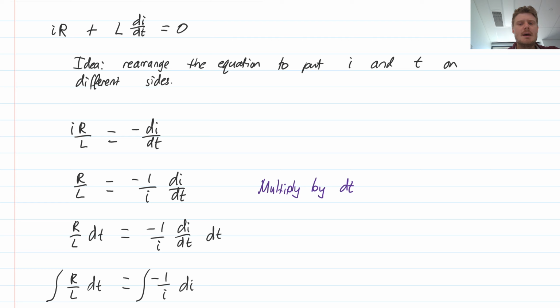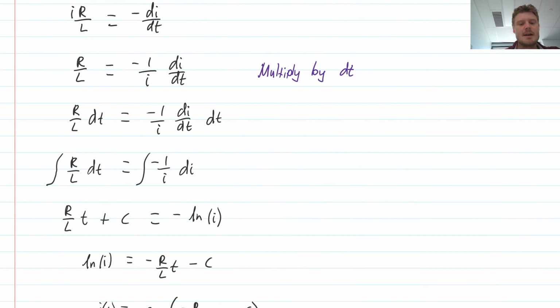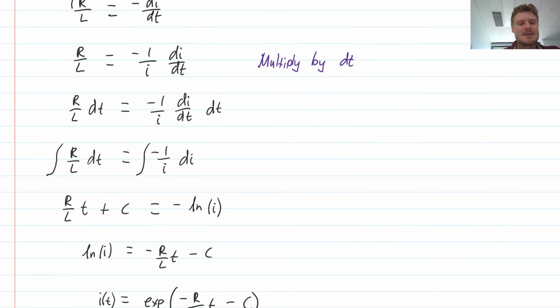So to recap, the idea was rearrange the equation to put the variables on different sides. The variables are the function and, in this case, time, so current and time. Rearrange, and the little bit that requires the leap of faith is the idea that you can substitute or simplify this integral down into just being an integral with respect to I.